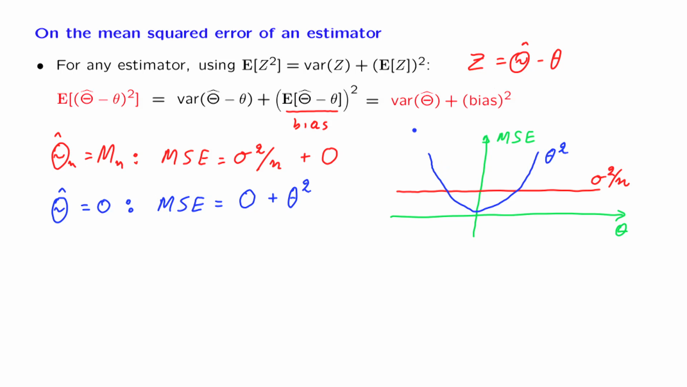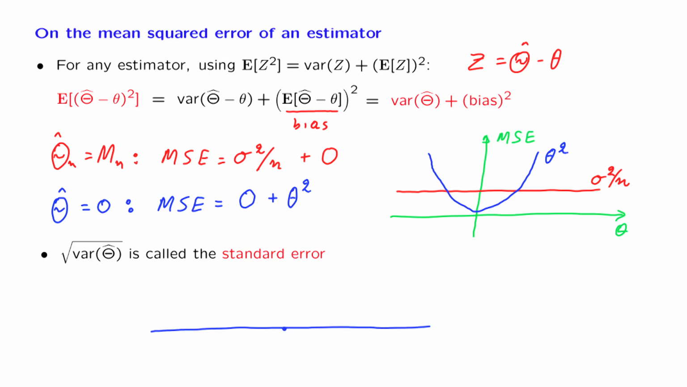In any case, going back to this formula, this quantity, the variance of the estimator, plays an important role in the analysis of different estimators. And the more intuitive variant of this quantity is its square root, which is the standard deviation of the estimator and is usually called the standard error of the estimator. We can interpret the standard error as follows. We have the true value of theta.